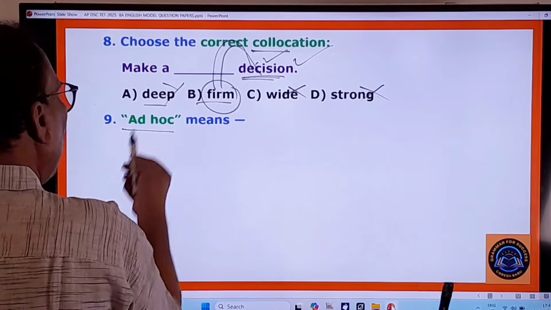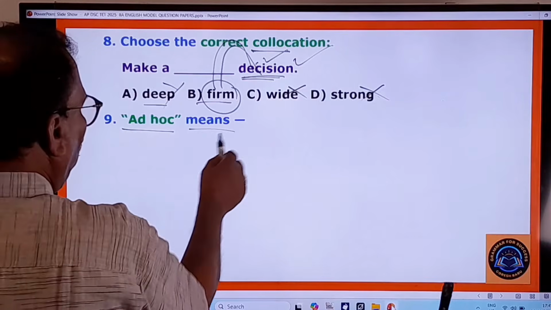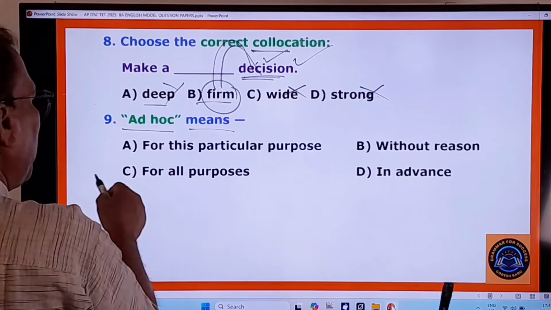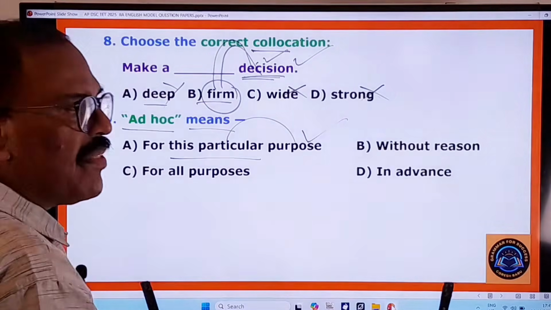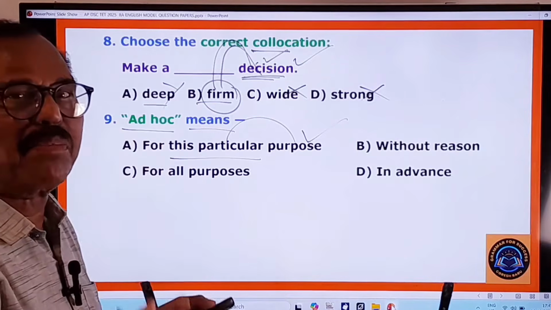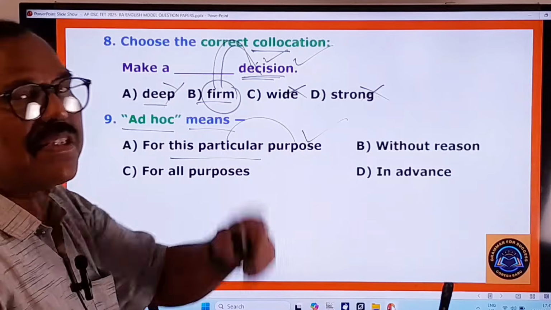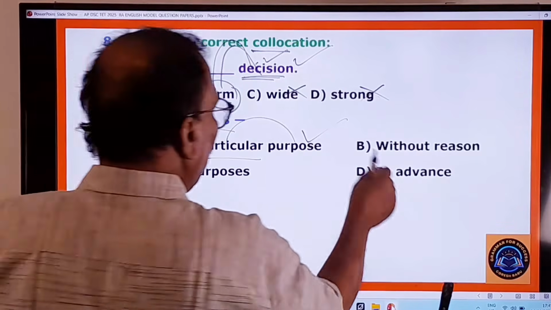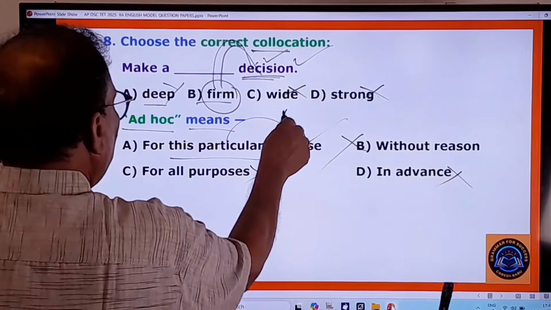Ad hoc. Ad hoc is a Latin word, and what is the meaning of that word? Here you pay attention. Ad hoc means for this particular purpose. The very first one is the right one. The government has appointed an ad hoc committee to look into the problems of the pensioners. Ad hoc means for that particular purpose. And here, not without reason, for all purposes, no. In advance, no. A is your answer.